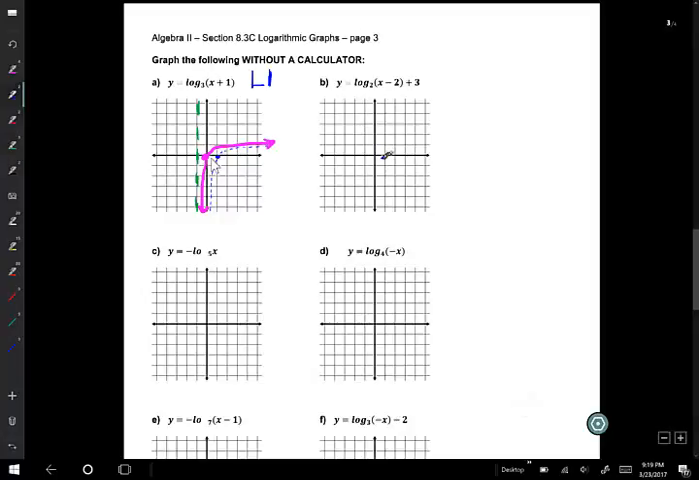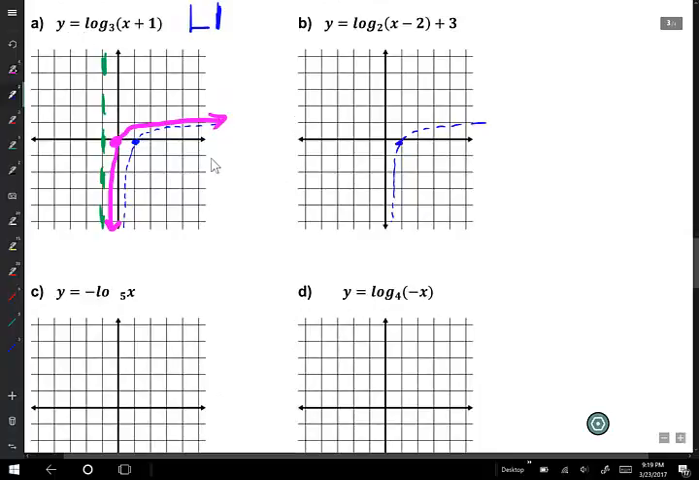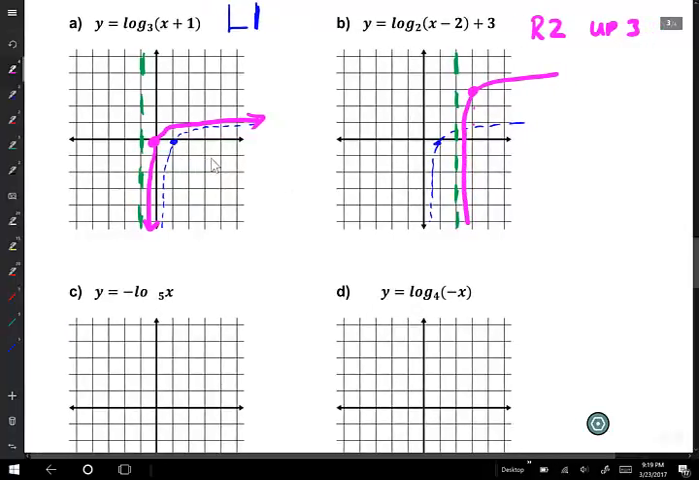All right, let's look at B. Normal parent function, just like all of them, a normal logarithmic function. There it is, and our dotted blue. From there, this is going to go right 2 and up 3. So going right 2, up 3. Because it went right 2, that means our asymptote, which used to be the y-axis, now is at the line x equals 2. But our shape is going to be the same as the blue dotted line, just like so. Let's look down to C.